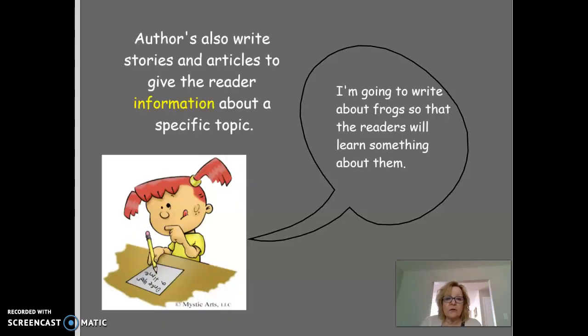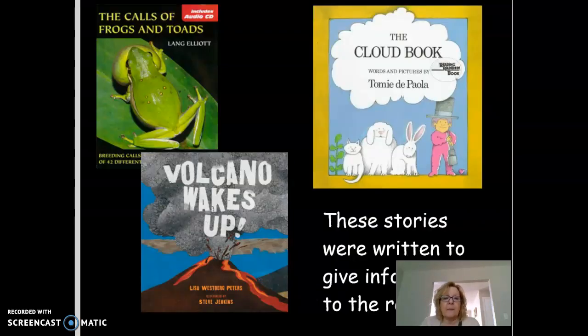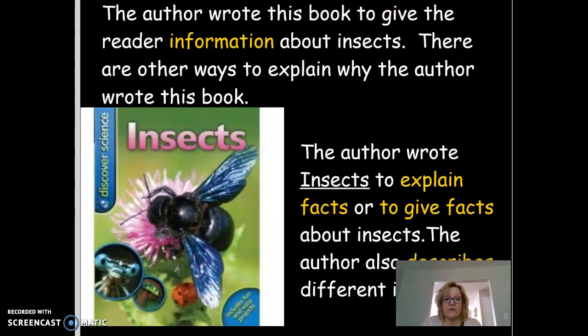Authors also use stories and articles to give information. An informational piece is usually nonfiction. It's something that gives information about a topic, or it could be like a news article or things in a magazine. These are all examples of stories written to give information to the readers.